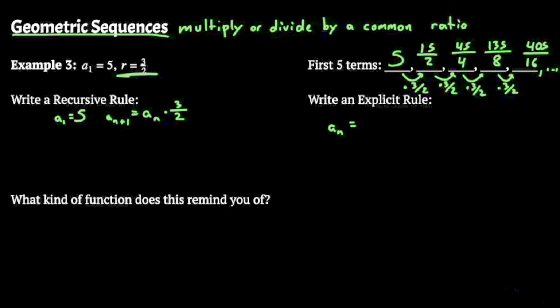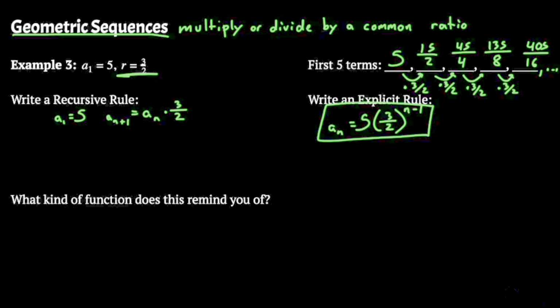Now let's think of this just like we did with the arithmetic sequences. We started with our first term because everything after that does depend on that first term. So we'll start with 5, and then we were taking that 5 and multiplying it by 3 halves over and over again. And we're going to multiply it by that n minus 1 times. So remember, if you started with your first term and you wanted to get to the 5th term, you'd have to multiply by that common ratio 1, 2, 3, 4 times. That's 1 less than the term number you're looking for. So that's why it's n minus 1.